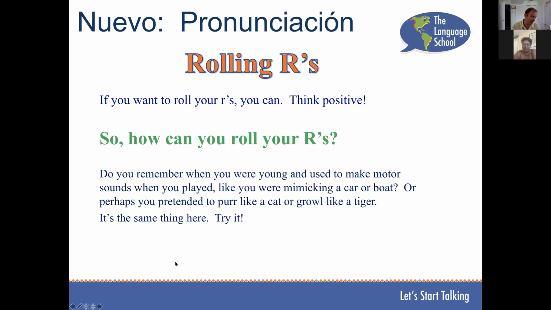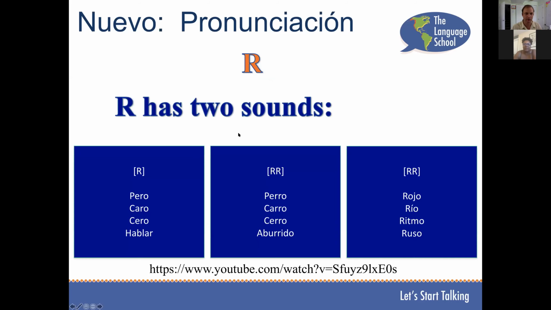I don't know if, like most of my students, when we were little kids, we would play like cars, pretend like we were either a motorboat or a car revving up. Vroom, vroom, vroom. Can you do that? Brum, brum, brum. That's all you have to do with the R. That is actually rolling the R, right? Yep. So repeat after me.